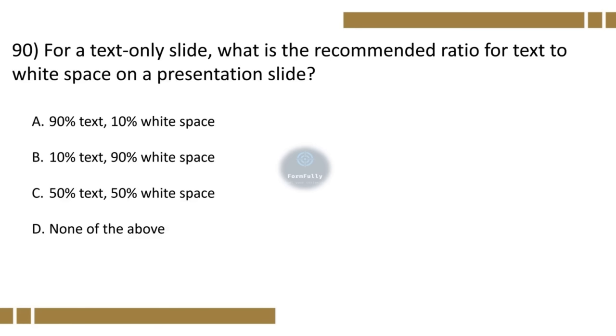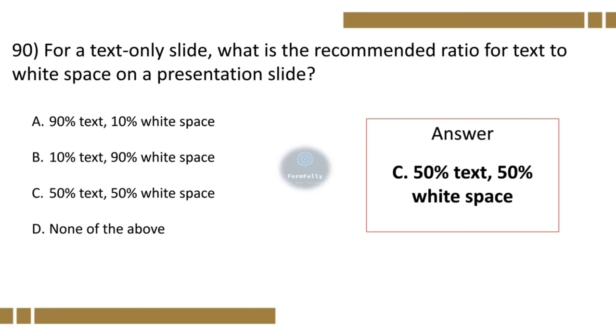Question 90. For a text-only slide, what is the recommended ratio for text to white space on a presentation slide? Option A, 90% text, 10% white space. B, 10% text, 90% white space. C, 50% text and 50% white space. D, none of the above. And the correct option is C.